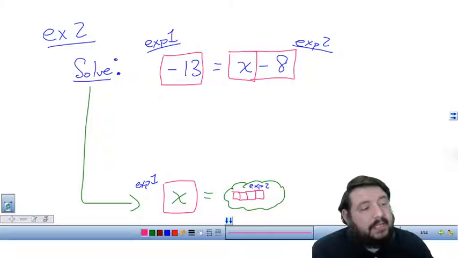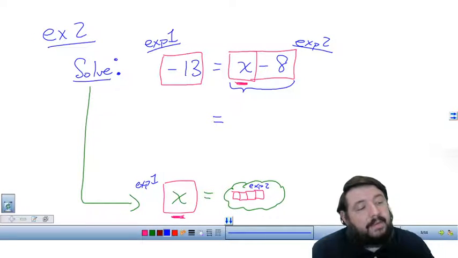Here we go again. I see that the x is on the expression number 2. I want x to be in expression number 1. So what am I going to do? I'm going to put my equal sign in the middle so I know what I'm doing. I'm going to put x minus 8 on the left. I'm going to put -13 on the right.